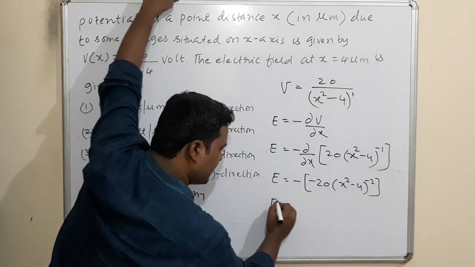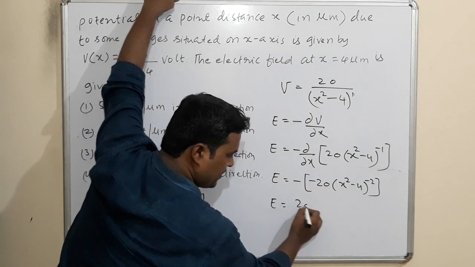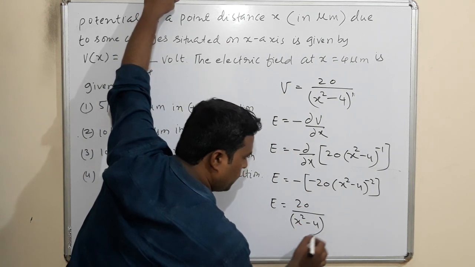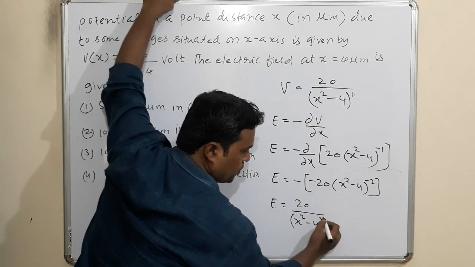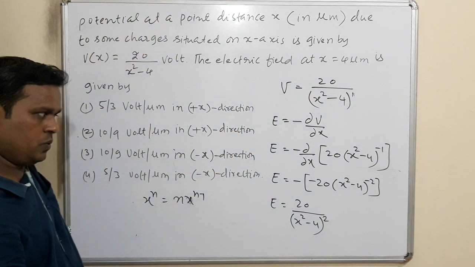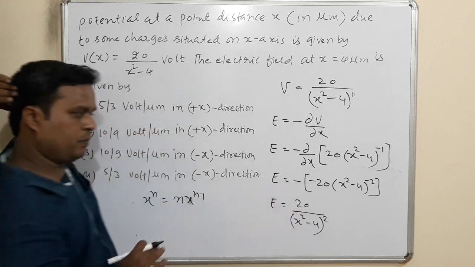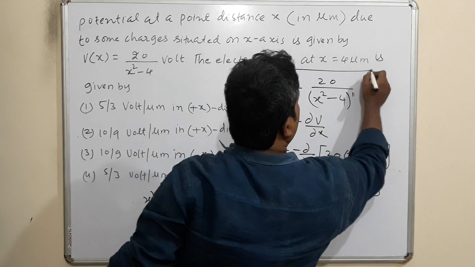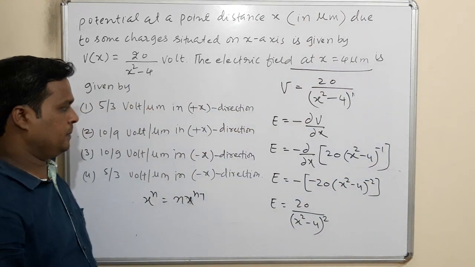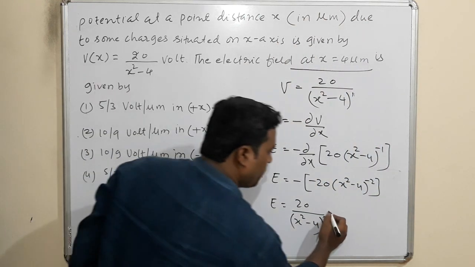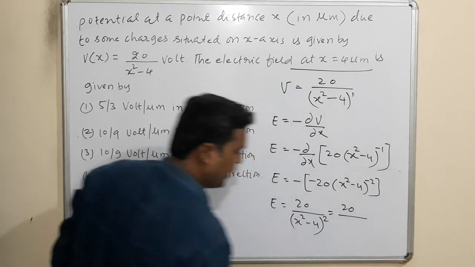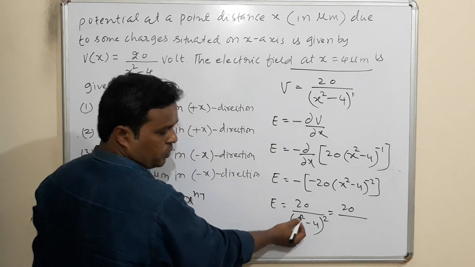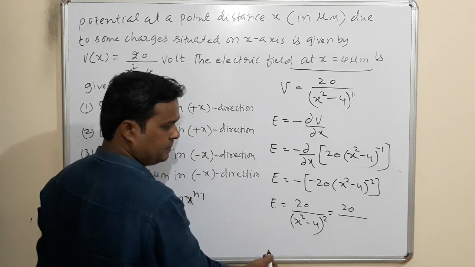Or else I can write this as minus into minus, plus 20 divided by x square minus 4. Again it is minus 2, brought to the denominator, will become plus 2. This minus into minus will become plus. Differentiation is over. I want to find the field at x is equal to 4 micrometer. X is equal to 4 micrometer means, in place of x you substitute 4. That will be 4 square. 4 square is 16.